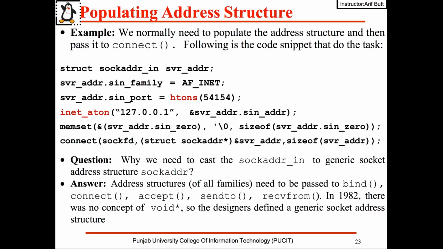This slide shows how we are going to populate the address structure before calling the connect system call. Okay, so we will create the sockaddr_in type structure, and this sin_family is AF_INET, and sin_port is 54154. This htons, host to network short function, is used to convert this 16-bit port number from host byte order to network byte order. Remember, dear students, our 8086 machines are little endian, while all the data on the network is big endian, which is normally called the network byte order.